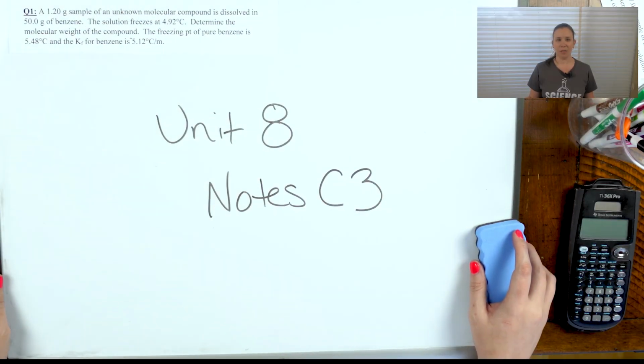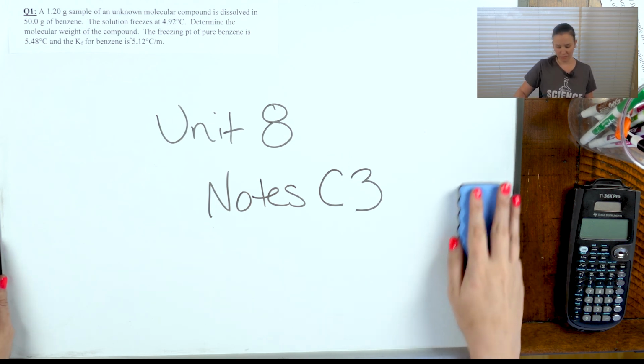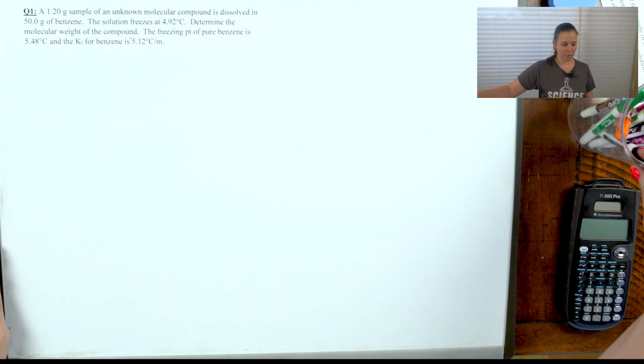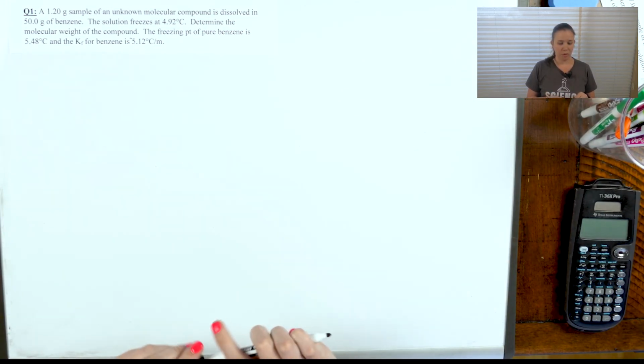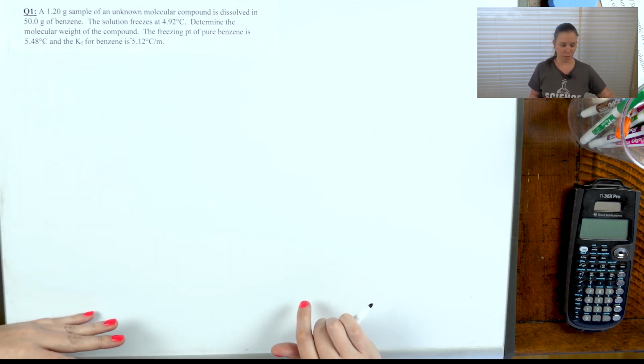Hey there guys, welcome to Unit 8, Note C, Part 3. We're going to work through 2 kind of complicated examples. We're just going to take it a piece at a time, step by step, and we're going to find the solution. So let's start with our first question. The first thing that I usually do with word problems is break them down so they're not word problems.